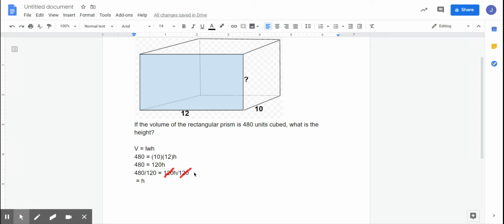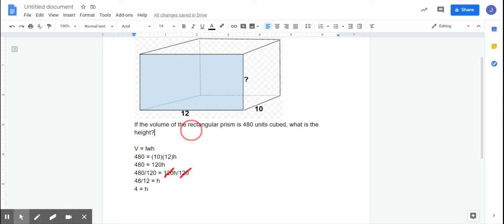But on the left side, we need to do the number crunching, 480 divided by 120. We can actually simplify this a lot. Just drop the zeros by dividing both of those numbers by 10. That's the same thing as 48 divided by 12, because we can simplify division problems like that. So 48 divided by 12: 12, 24, 36, 48. 48 divided by 12 is 4.